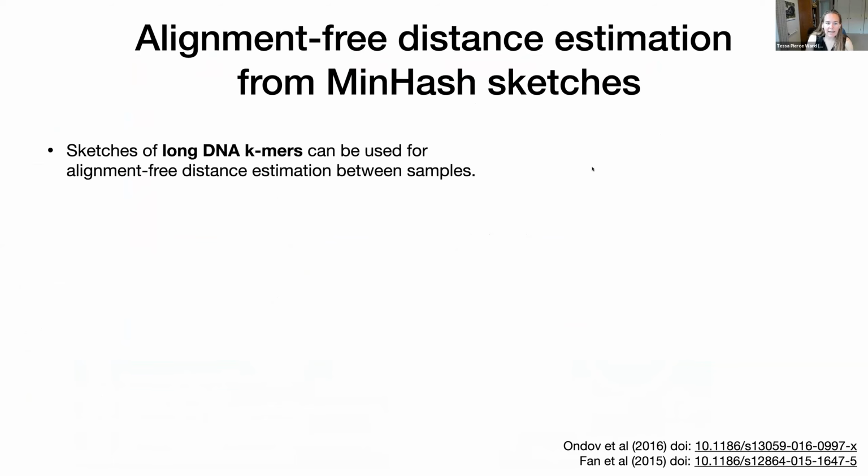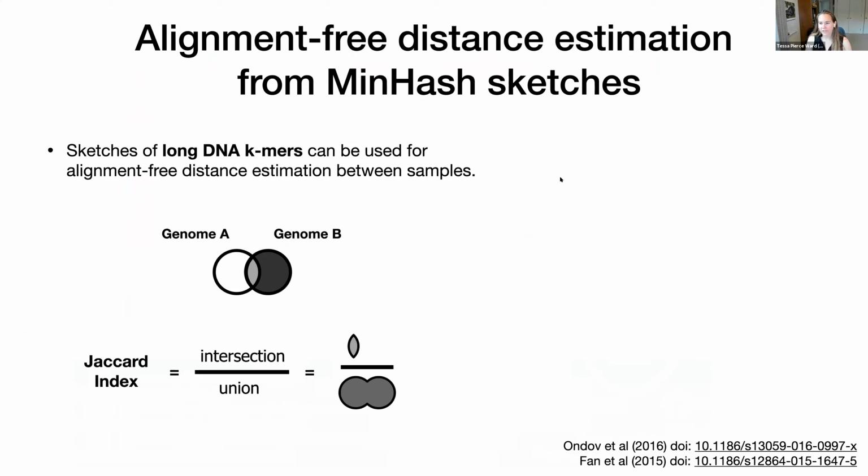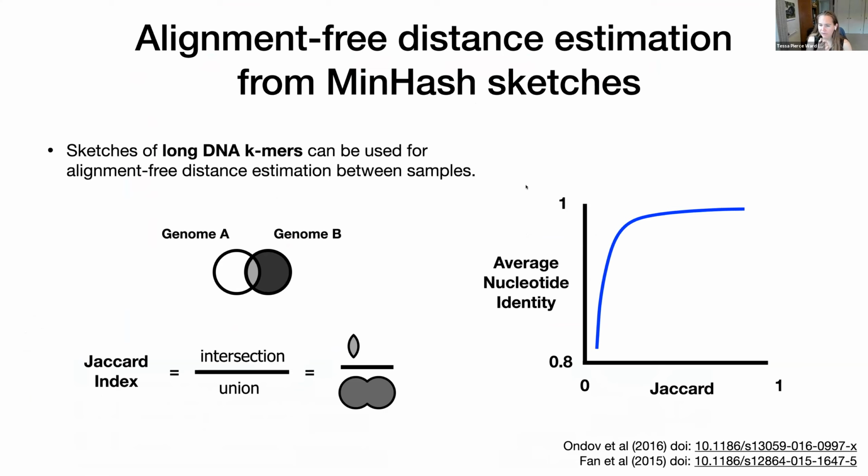We know that long DNA k-mer sketches can be used for distance estimation between samples. So if we have a genome A and genome B, then the sketch is here. We can compute the Jaccard index, the intersection over the union of those sketches. And as was published in 2015, 2016, the Jaccard has a relationship to average nucleotide identity. So we can get an estimate there.